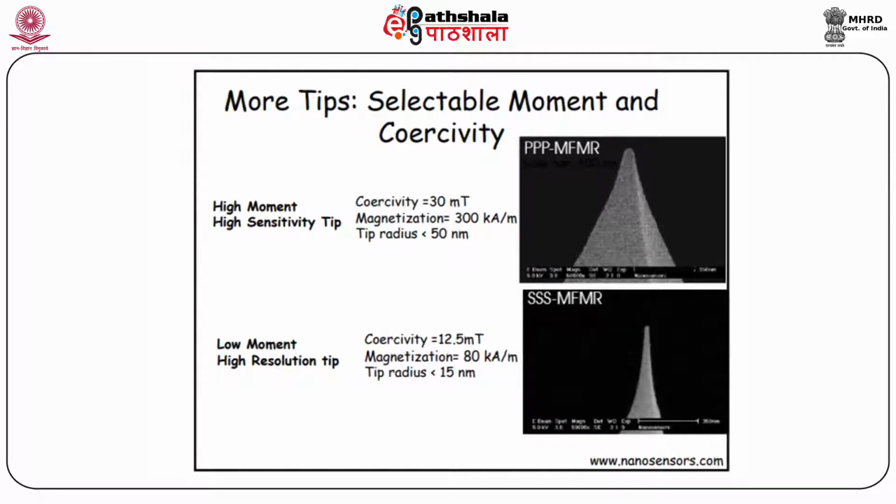High moment and high sensitivity tip: we have coercivity 30 mT, magnetization of 300 kA/m, tip radius is 50 nanometers. Similarly, we have low moment, high resolution tips: magnetization of 80 kA/m, tip radius is 50 nanometers, and coercivity 12.5 mT. This has been given in this diagram.